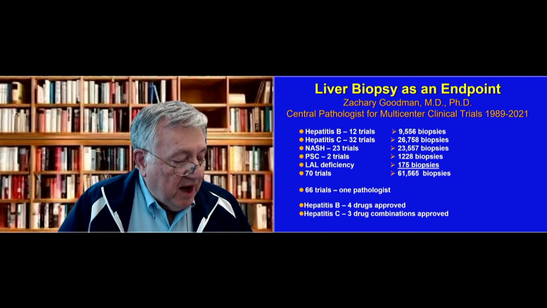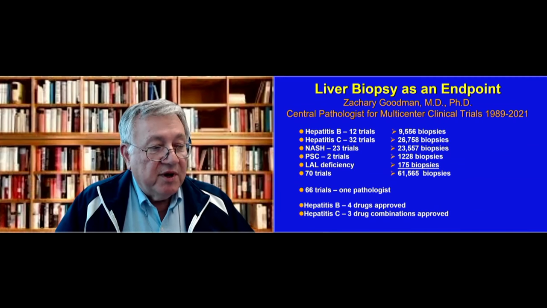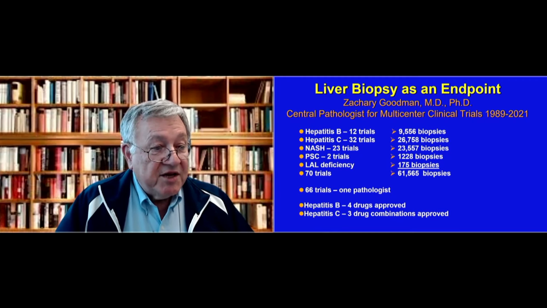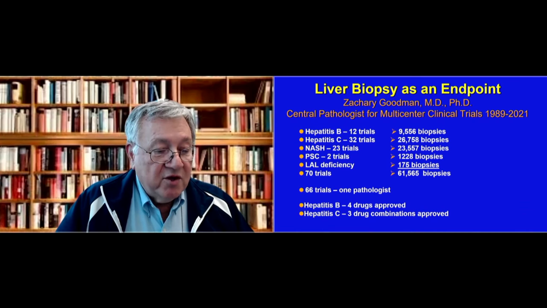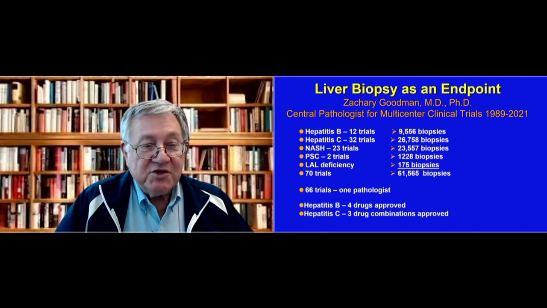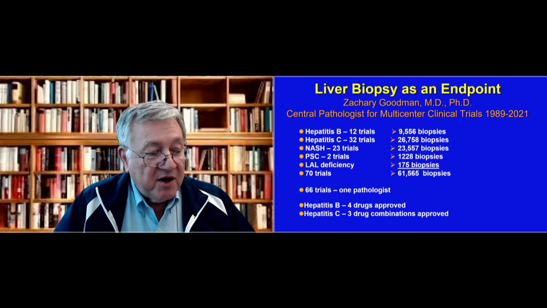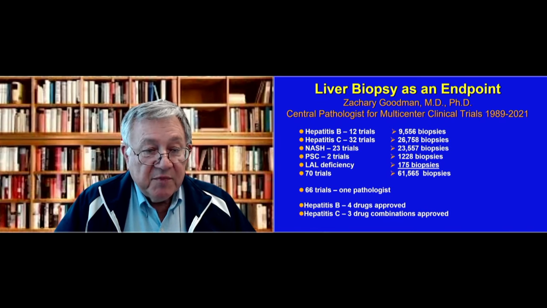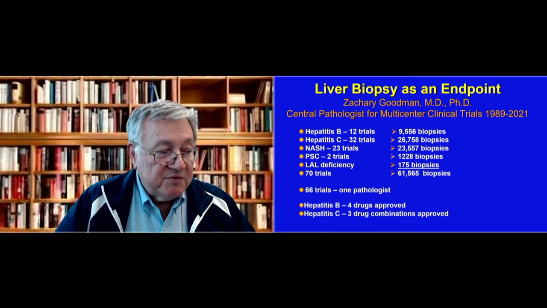So I have a long experience with this. I've been working on clinical trials for over 30 years. I counted up a couple of years ago, and I've been the central pathologist for 70 clinical trials as of that time for viral hepatitis and NASH mostly. And in the course of that, I've read and evaluated over 60,000 biopsies. It's been, you know, not all at once, but over the course of three decades. And there have been seven drugs that have received FDA approval based on my reading of the slides, all of them from viral hepatitis, four drugs for treatment of hepatitis B and three drug combinations for hepatitis C. For hepatitis B, the liver biopsy improvement was the primary endpoint. For hepatitis C, it was a key secondary endpoint.